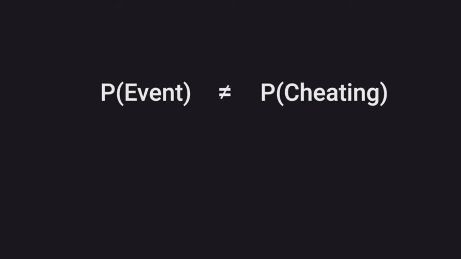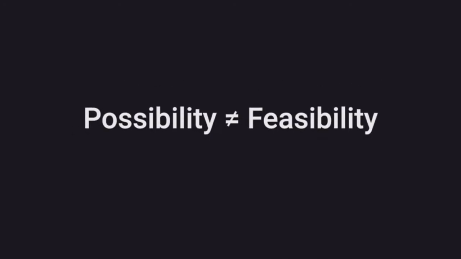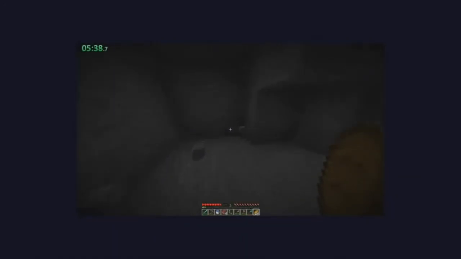But the thing that Dream misses is that the odds for the event and the odds for cheating are still correlated. If you perform an infinitesimally unlikely event, then you can be extremely confident that something went wrong that allowed it to happen. Just because something is possible doesn't mean that it's at all feasible. Here the numbers are just so large that they outweigh any conceivable subjective opinion.